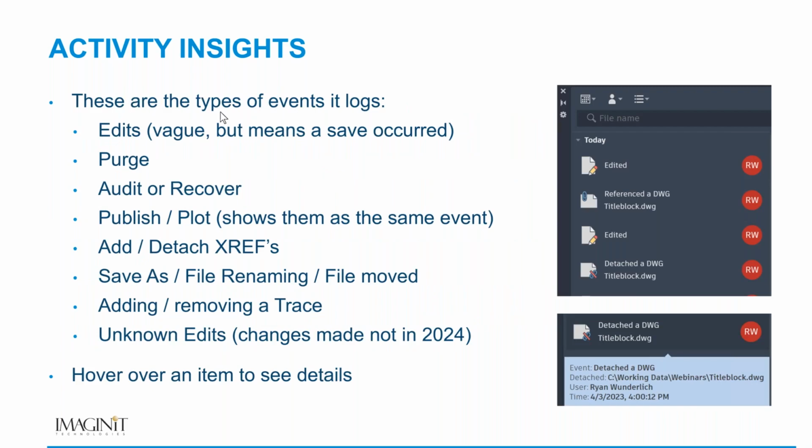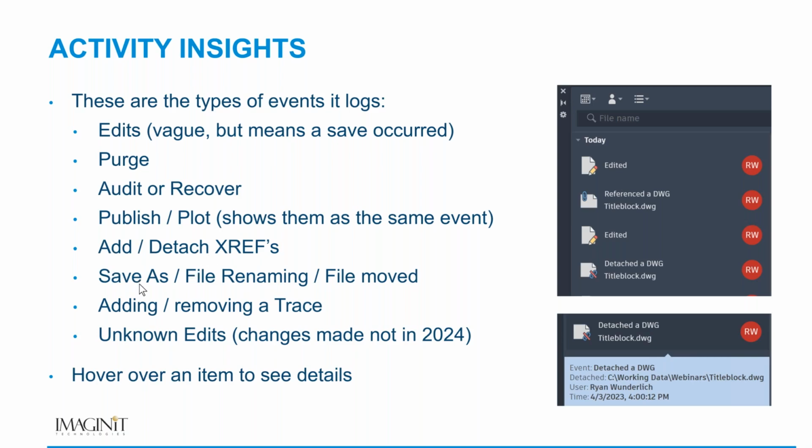So these are what it actually is going to log. This is everything I've been able to figure out so far, is that it shows that it's been edited. And this is vague, but it means that something's been done and the file is saved, or it can mean that somebody just opened up the file and saved it. It will show a purge, it will show an audit or a recover event or both. It will show publish or plot. It shows them as the same event, and then it will show you where it plotted it to and the name of the PDF. It will show when you add or detach XREFs, images, things like that.